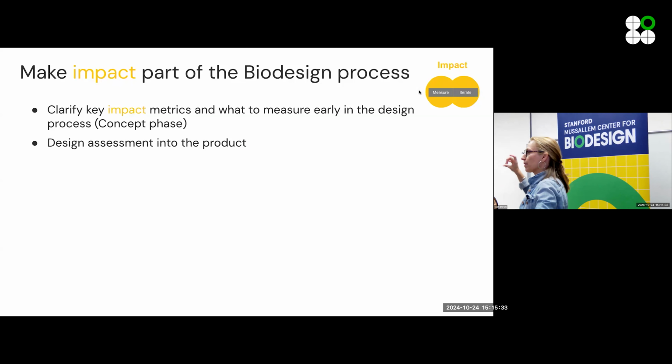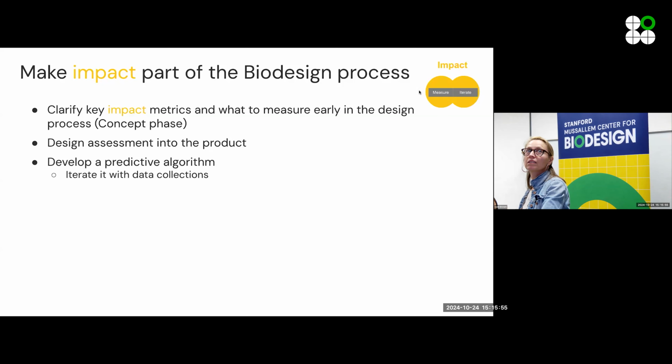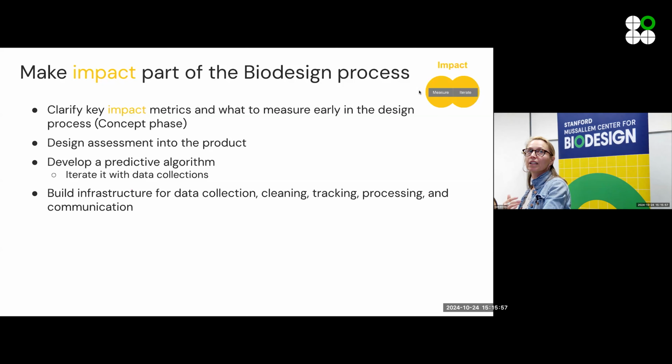Designing assessment into the product. Remember that total time thing? If you're planning in advance, you can be doing that now, and that's much cheaper and more effective than sending people around doing surveys and interviews. Develop a predictive algorithm. Remember I told you we did that based on the parameters of the hospitals. Again, that's a much more affordable way. And then you can use that data to make decisions strategically for your business model and for scaling. Iterate with data collection. Also, it forces you to build your infrastructure for data collection early, and it helps you make strategic decisions.